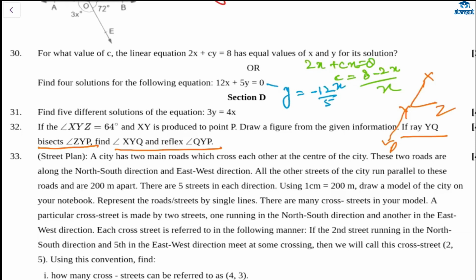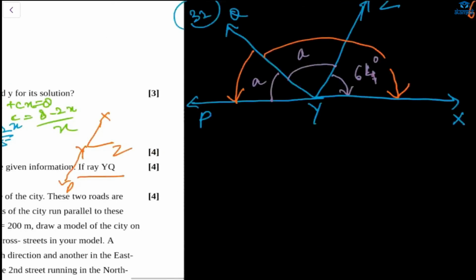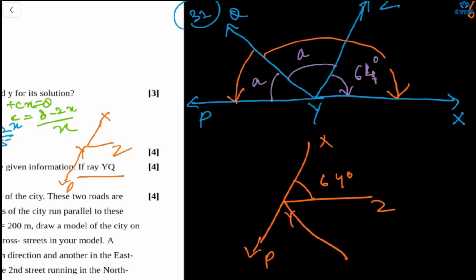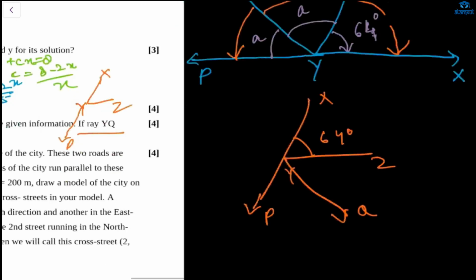Step by step you have to move it. But if you have drawn in imagination, then you can go this way also. It will be a little easier, but you can draw in this format also. X, Y, Z, and you are going to extend it till P. This value is given as 64 degrees. Now you have a Q here, which is going to bisect the angle. So this will be A, this will be A, this will be X, this will be X, this will be Y, this will be Y. It is not certain that you have to write A here, but it is certain that you have to write 64 here because it is mentioned.